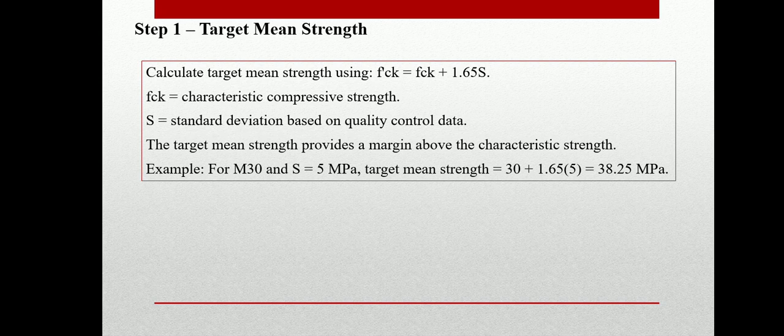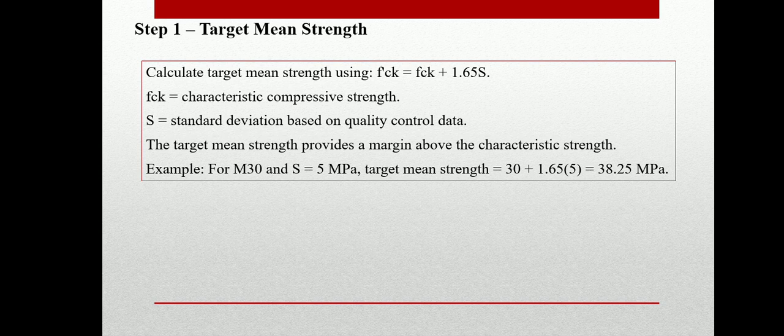What is the need of adding this margin? Because concrete strength naturally varies from batch to batch. By targeting a mean strength above the characteristic strength, we ensure that even with normal statistical variation, the vast majority of our concrete still meets or exceeds the required characteristic strength.